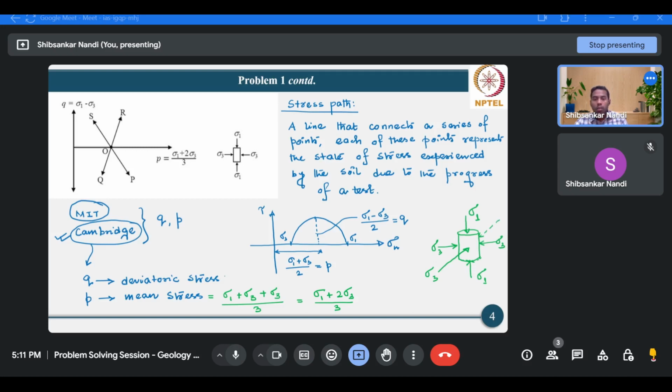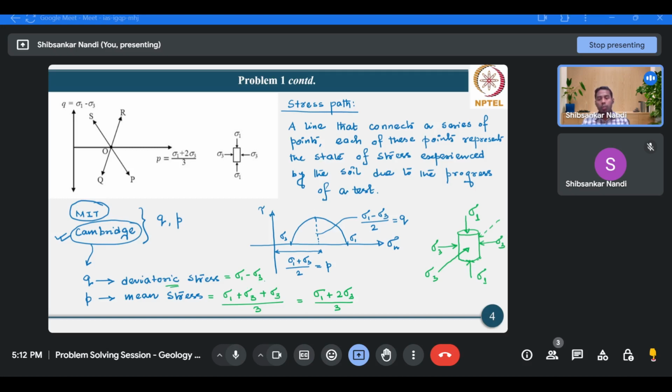And what is Q? Q is the deviatoric stress, and we are already familiar with this term. It is nothing but sigma 1 minus sigma 3, which is applied in the shearing phase of a shear test. The first one is the consolidation phase and the next one is the shearing phase. In the shearing phase, the confining pressure is kept constant and the axial stress is increased until the soil sample fails. The difference required for the failure of the sample is termed the deviatoric stress, that is sigma 1 minus sigma 3.